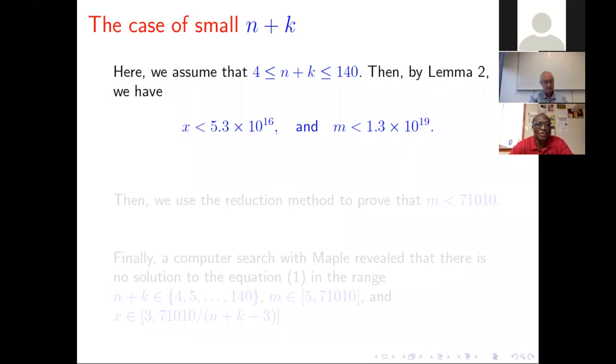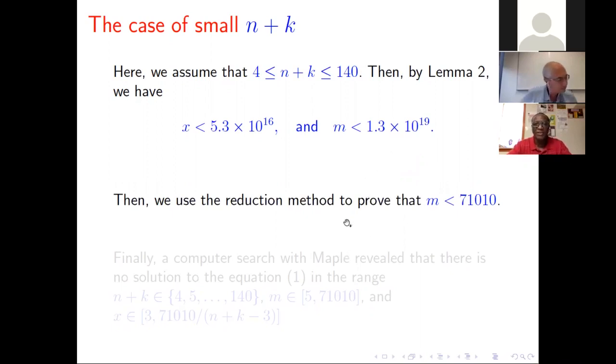So what we usually do in this case is to use a reduction method. It is due to Baker-Davenport. We have new versions due to Dujella and Pethő. So we use that to find that our bound now is a little less than 71,010. So with that bound, it is possible to run a program to solve entirely the problem. So that is what we have done.